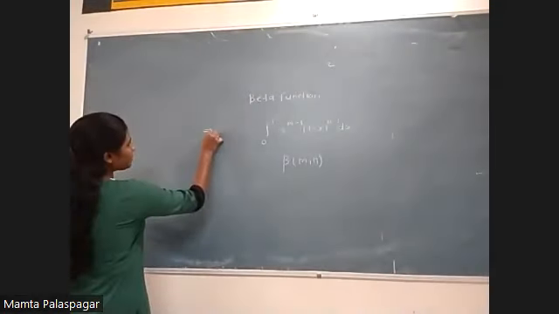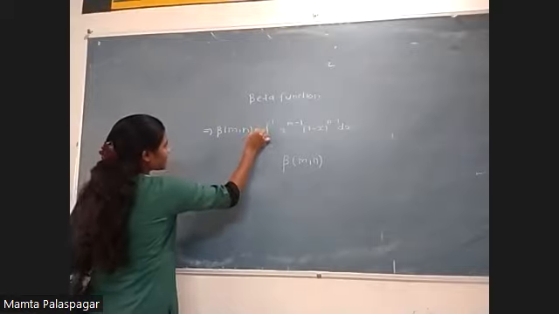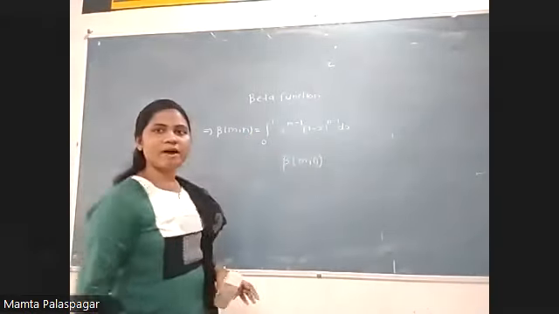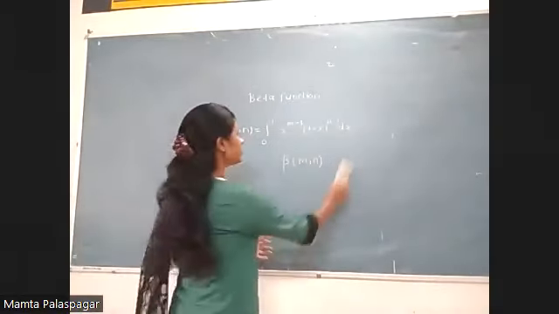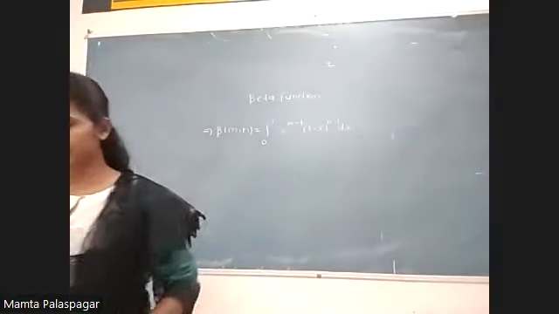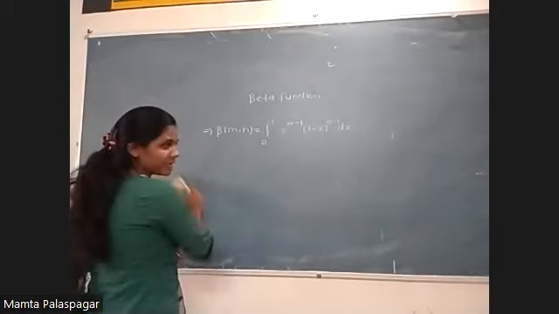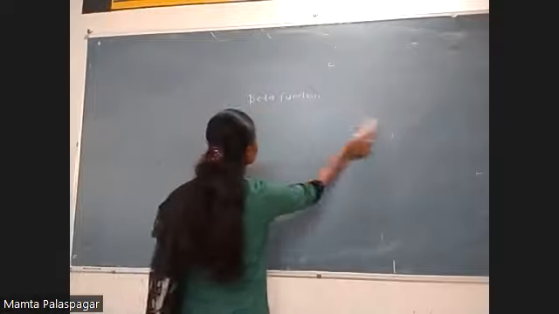Therefore, the beta function is given as beta of m comma n equals the integration from 0 to 1 of x to the power m minus 1 into 1 minus x to the power n minus 1 into dx, where m and n are both positive. Now, let's see the various examples and properties based on this beta function.